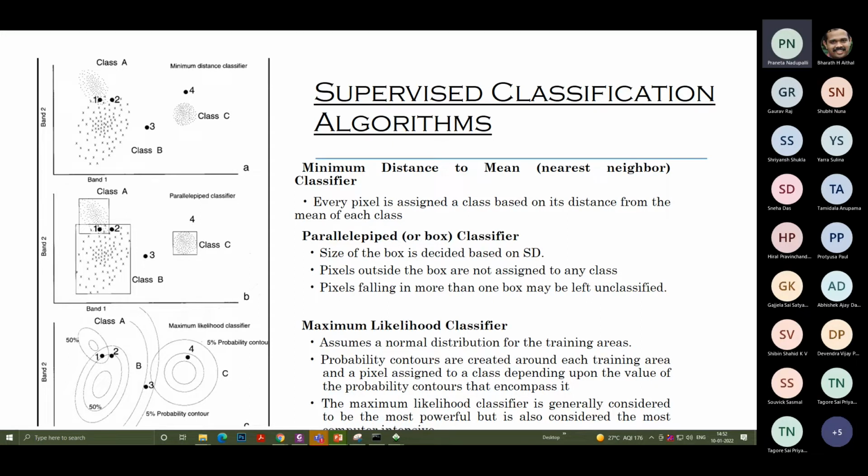Here the maximum likelihood classifier is identified as one of the most robust classification techniques in supervised classification, and it assumes a normal distribution for its training data sets. So once you train your data set, it generates probability contours around your training data sets, as you can see here. And the pixel is assigned to a class depending upon the value of the probability contour that encompasses it. So it is generally considered the most powerful classifier.